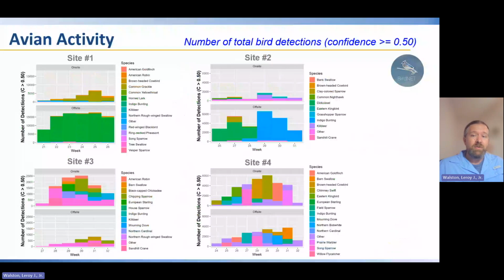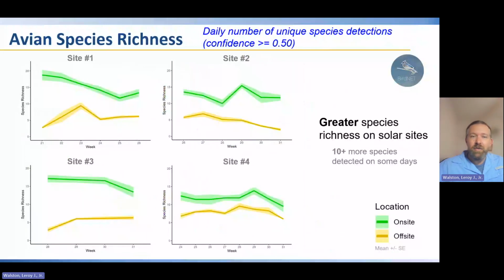At those first 2 sites where off-site activity was greater than on-site, we see that most of the activity was just driven by 2 dominant species, horned larks and indigo buntings. On-site, we see much more diversity, albeit at lower overall numbers. At the bottom 2 sites, we see that total detections are higher on-site, but the differences in species composition aren't observable in these graphs. It's not until we see some of these other graphs that we start to see some patterns emerge, at least for these 4 sites.